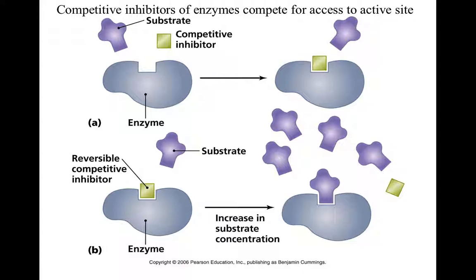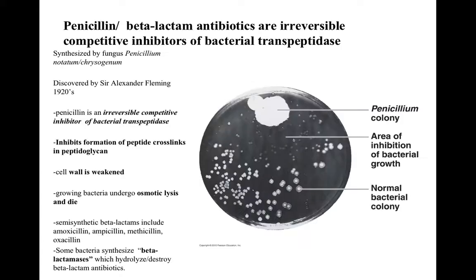For the remainder of our lecture, when we're talking about competitive inhibitors, we're going to talk about the toxic ones, the ones that are irreversible, the ones that form covalent bonds with the enzyme and thus never leave. And again, we're going to be using some antibiotics as our example. Okay, so many of our antimicrobials, our antibiotics, are irreversible competitive inhibitors of the enzymes of the microbial pathogen. The most famous one is good old penicillin.